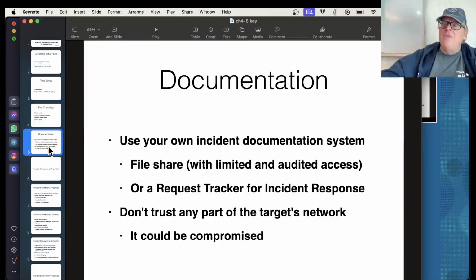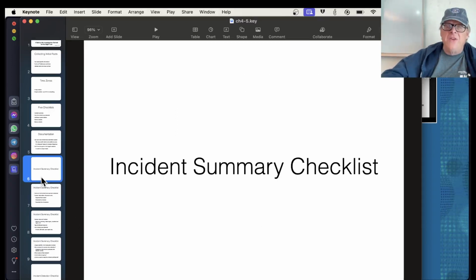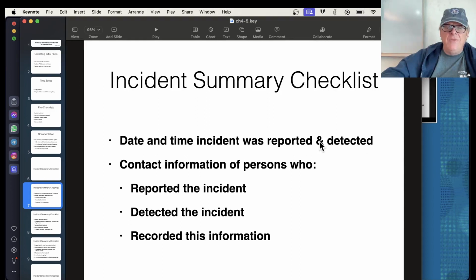You have to have some kind of documentation system, like a file share or a wiki or something where you keep track of the incidents and your response to it. You have to make sure that the bad guys aren't reading that. That's why it should be limited and audited access. Don't put that on the target's network. It should be outside, where people connect to it outside the corporate system so that your attacker cannot see your defense measures.